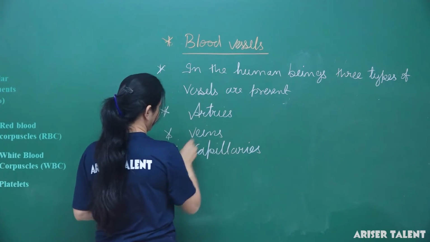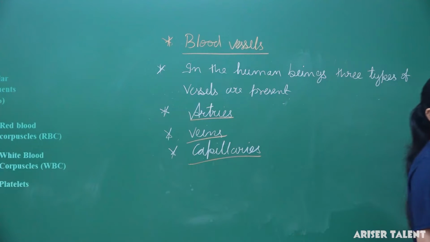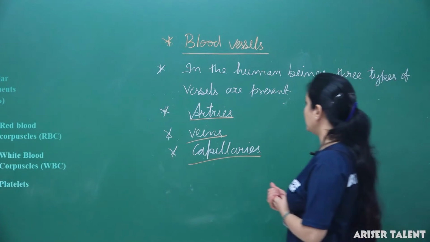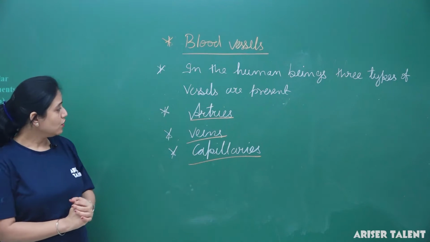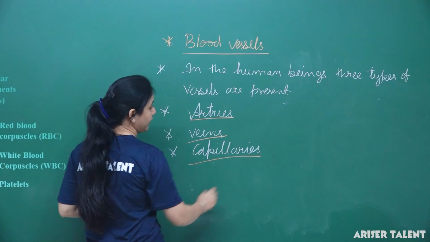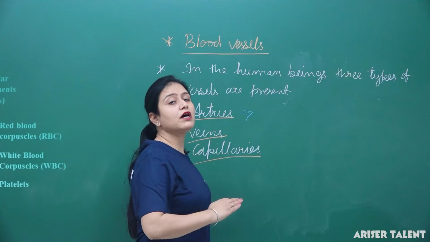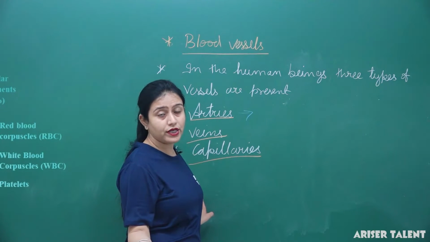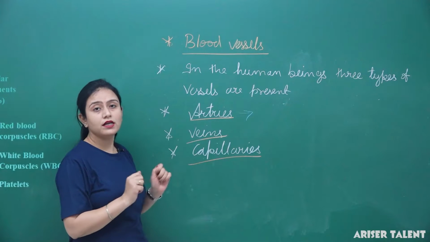Okay, arteries, veins and capillaries. As I told you, blood vessels are of three types: arteries, veins and capillaries. So we are going to talk about them in detail. If we talk about arteries, then these arteries carry the blood from the heart to the different parts of the body, and they have thick walls, and these walls are elastic.